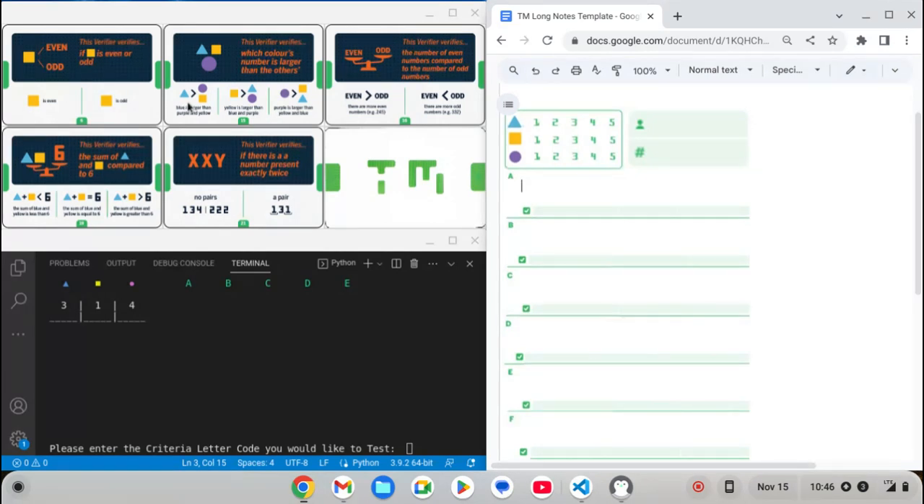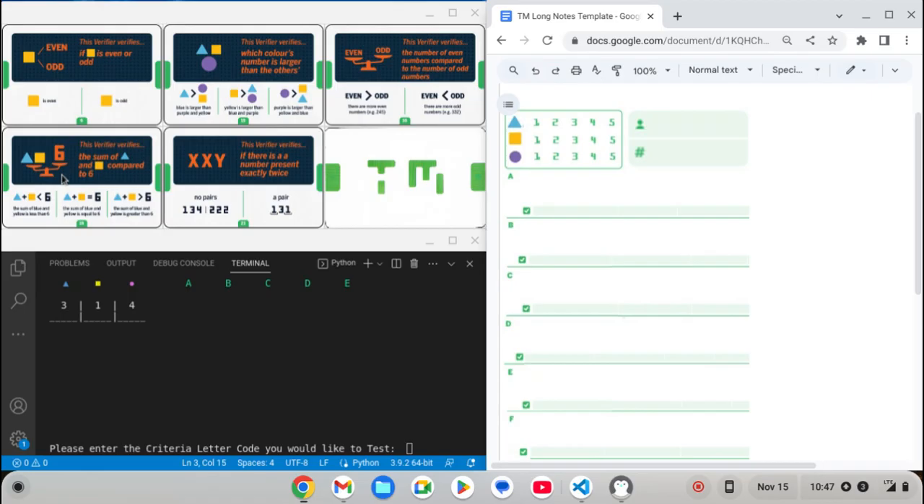Should triangle be the largest? Should square be the largest? Or should circle be the largest? Criteria card C will take a look at the 3-digit solution, and the Turing Machine will let us know a little bit about the ratio of even to odds. Should there be more even than odds, or should there be less even than odds?